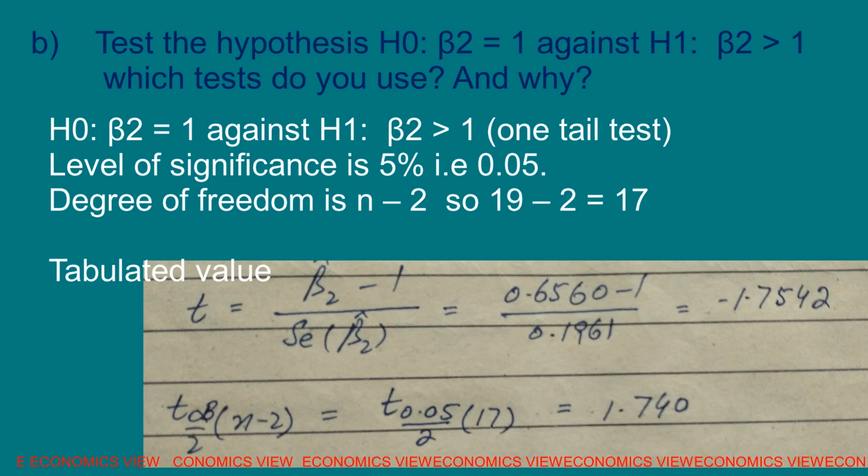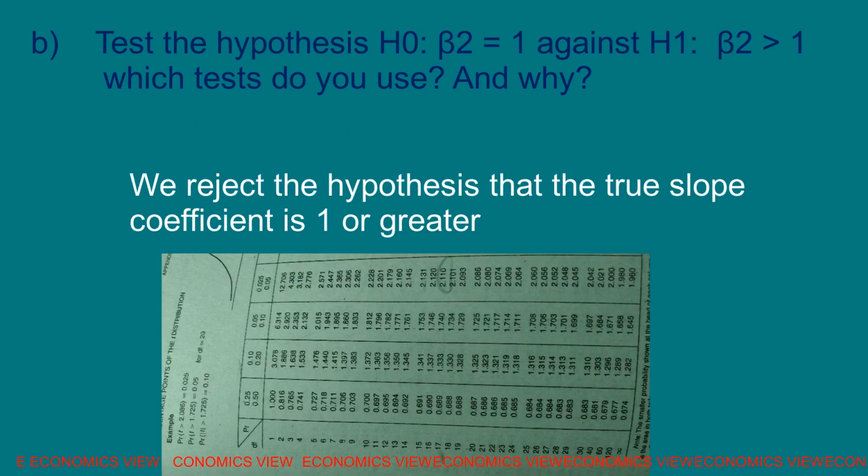Now we have to use a tabulated value from the table, because it is a one tail test, so t alpha, and degree of freedom, that is 17. So 0.05 with 17 degrees of freedom. When we visit the t-test table, we get the result, that is 1.740. So in this way we reject the null hypothesis that the true slope coefficient is 1 or greater.